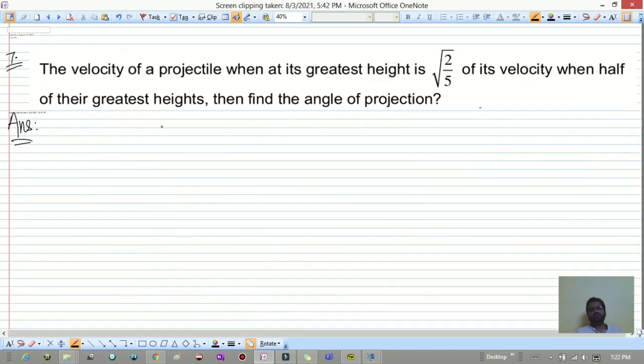Now the seventh question. The velocity of a projectile at its greatest height is given as half of its velocity at half of its greatest height. Then find the angle of projection. So over here you have to find the angle of projection. Try to solve this question and comment your answer in the comment box, and the solution for this question I'll give in the next video.